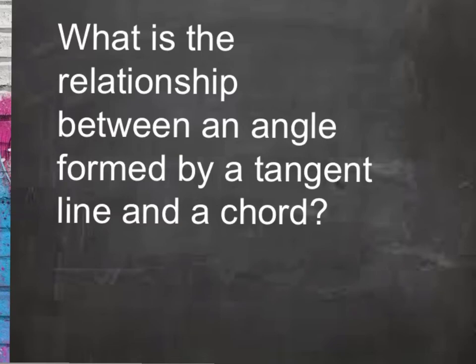So now you're ready to answer the question, what is the relationship between an angle formed by a tangent line and a chord? And it has everything to do with the intercepted arc. The intercepted arc really tells us what the relationship is between an angle formed by a tangent line and a chord within a circle. I'd like you to review the examples, review the theorems, and then give your at least three sentence summary on this topic.